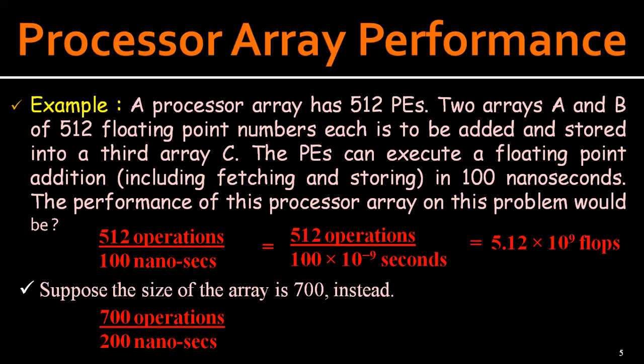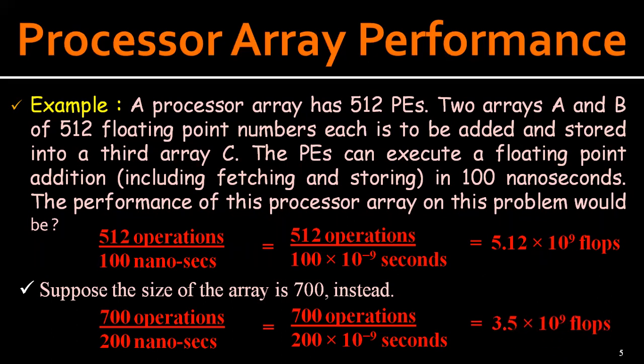So here, 700 operations by 200 into 10 to the power of minus 9 seconds, because 1 nano is equal to 10 to the power of minus 9. Evaluating, we get the value 3.5 into 10 to the power of 9 flops. So you can clearly see that this is less than 70% of the peak performance. So the processor array performance can be calculated in this particular form.